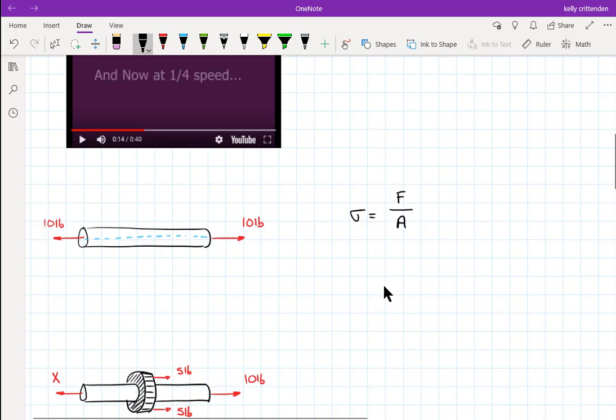So the first thing that goes wrong with some people is they look at this bar and they want to calculate the stress in it, and they don't think about drawing and looking at the internal forces. They just say, oh, well, it's got 20 pounds on it. So it's 10 pulling one way and 10 pulling the other way. But that's not the internal force. The internal force is only 10 pounds. It's not 20.